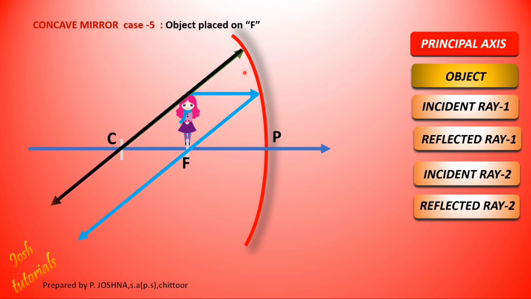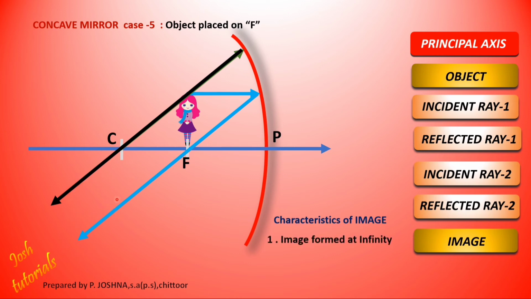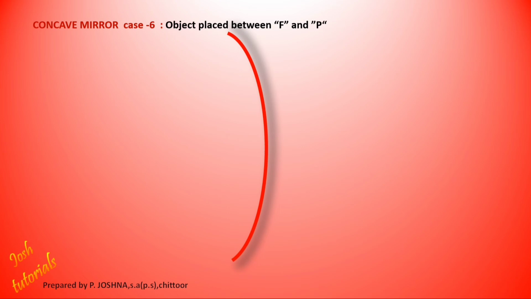Now look at the reflected ray. It reflects back. I am drawing a black line, and as these two lines do not intersect, they are parallel. The image is formed at infinity. The image cannot be defined; it is formed at infinity. Now look at the last case.